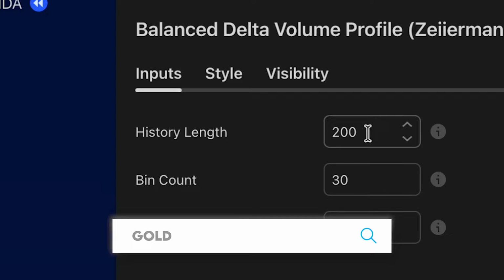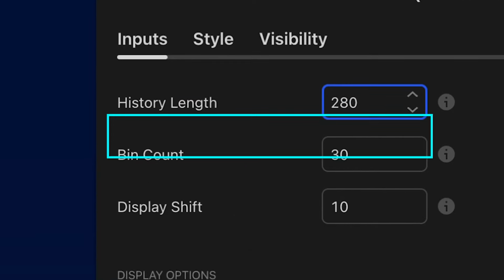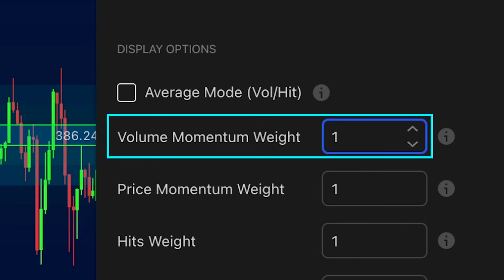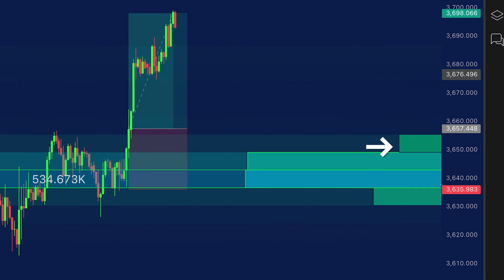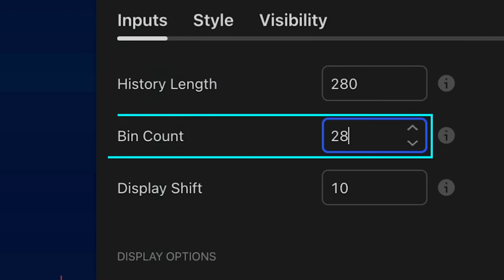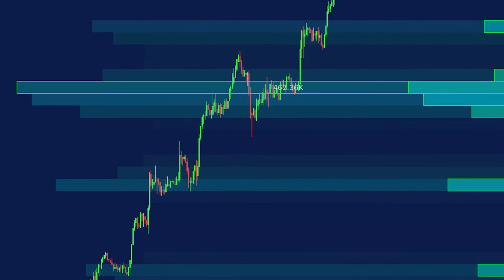For gold, increase history length to 280 and set price momentum weight to 1.0. Gold coils tightly before explosive moves, so compression zones matter more than delta symmetry. Reduce bin count to 28 to avoid overfragmentation from gold's sharp volatility.